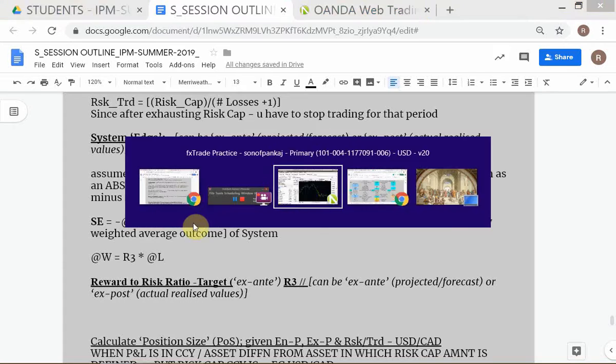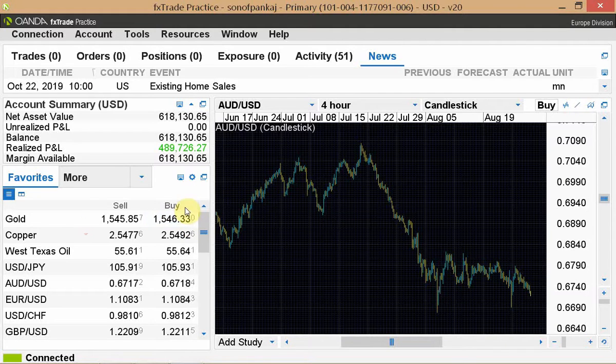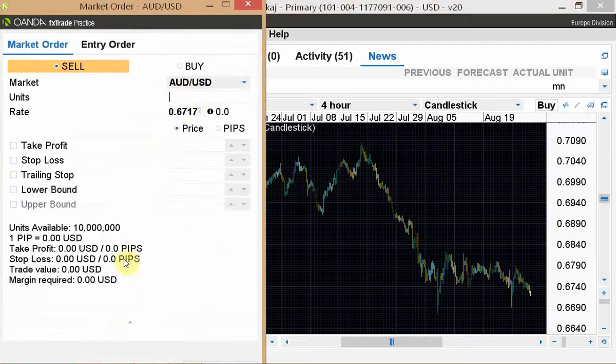What are we showing you here? We define R3 as, see this take profit 5.1 USD means if the take profit is hit after the trade is executed, you will make $5.1. And if the stop loss is hit, you will lose 73 cents.